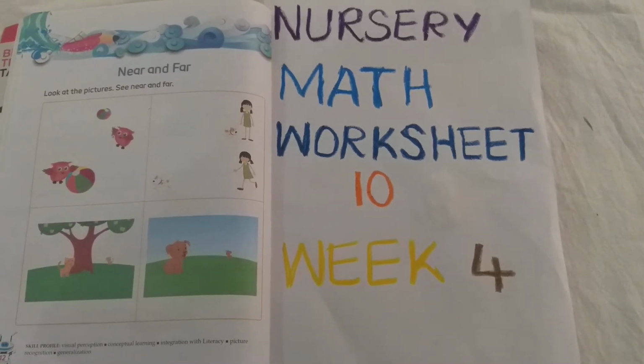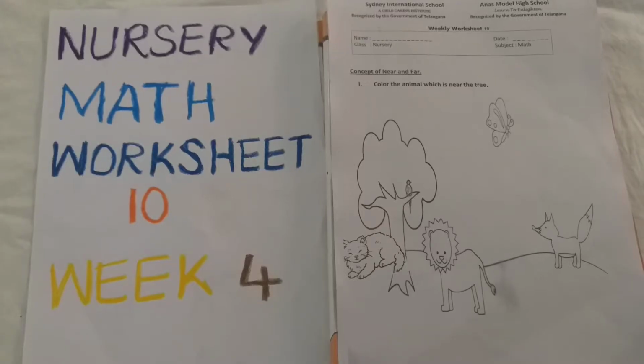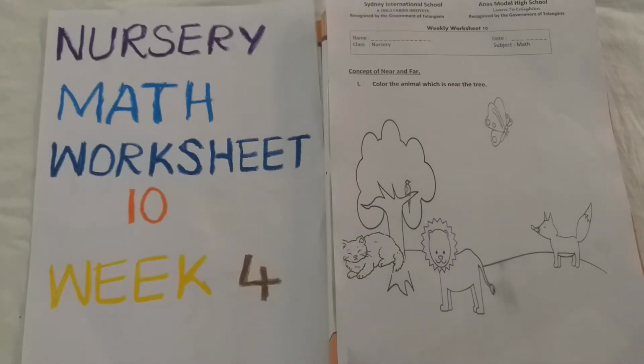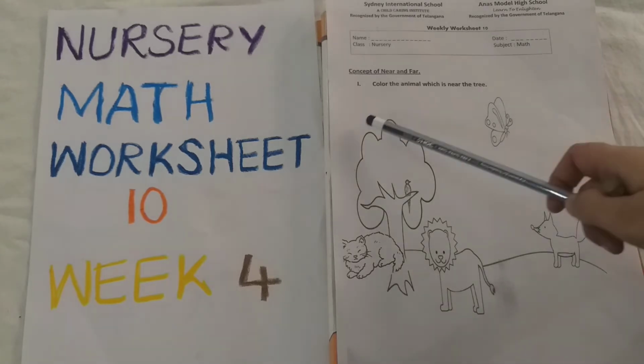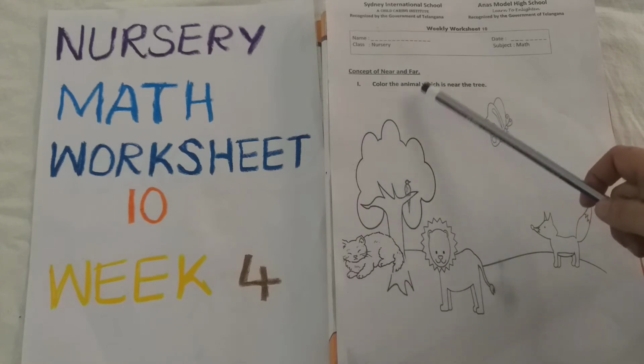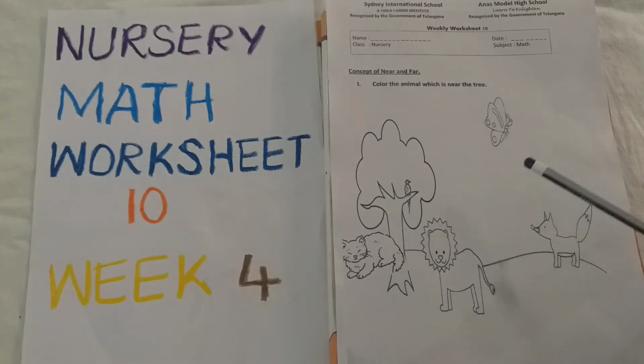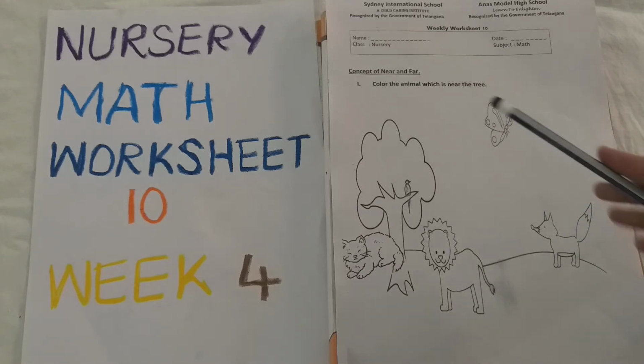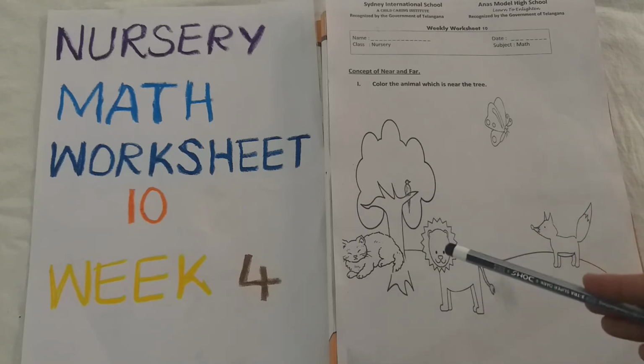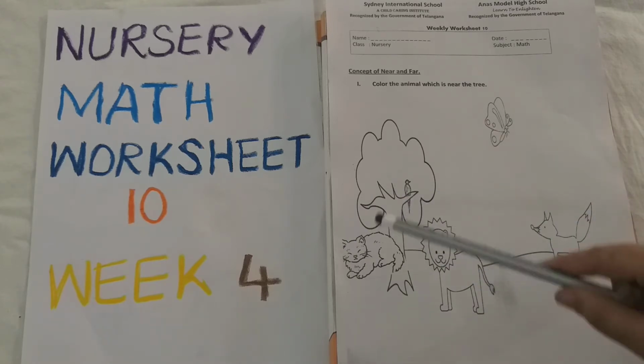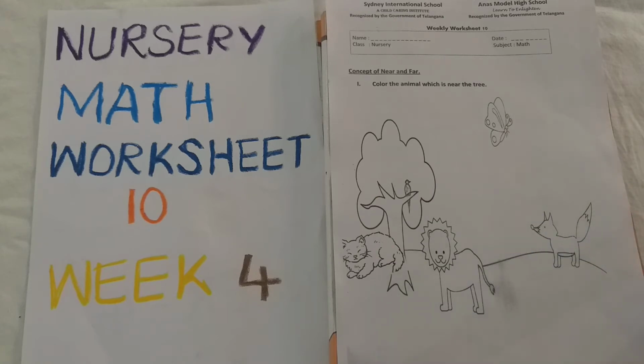I will show you the activity worksheet. See here in our worksheet number 10 we have the concept of near and far. Color the animal which is near the tree. You can see there is a tree, there are animals, some are near to the tree and some animals are far. Far means जो चीज़ दूर होती है, children, that we call far, and जो चीज़ करीब होती है, that we call near. You can see how many animals are near to the tree. We have to color those animals.